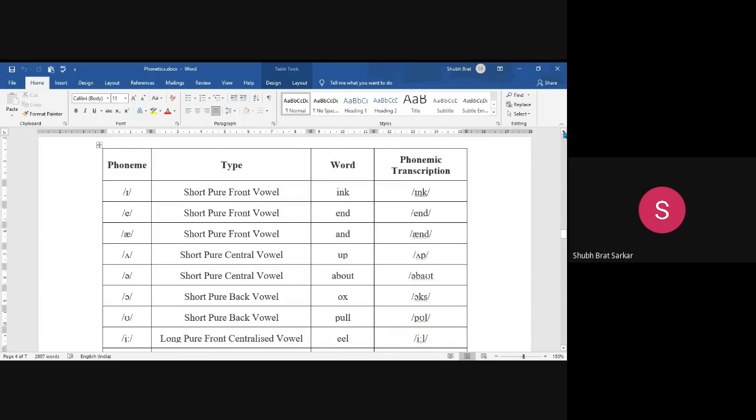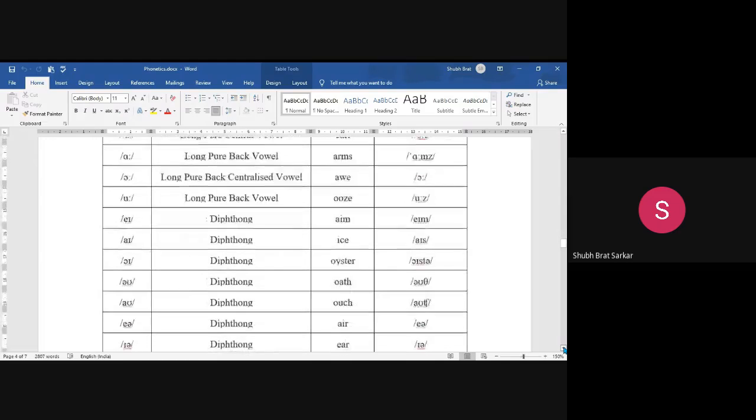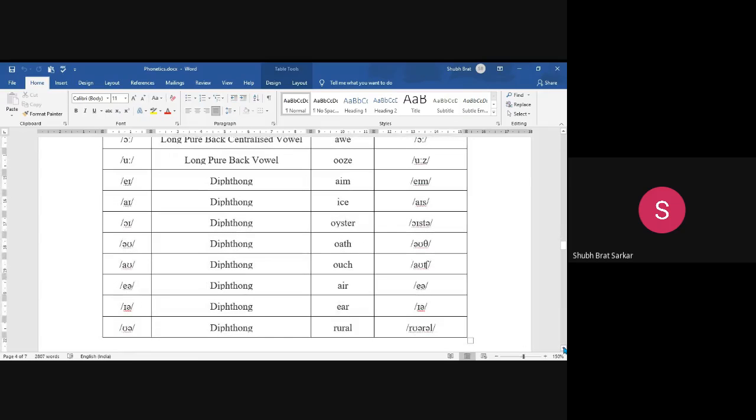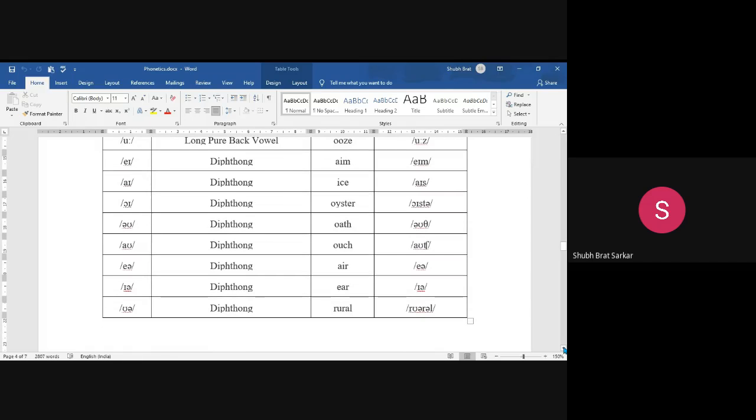Apart from these monophthongs, in English RP, we also have diphthongs. Diphthongs are different from monophthongs because here we have a glide of the tongue. All the diphthongs are vowels, but in the production of diphthongs, we will see a glide of the tongue, the active articulator, from one position to another position.